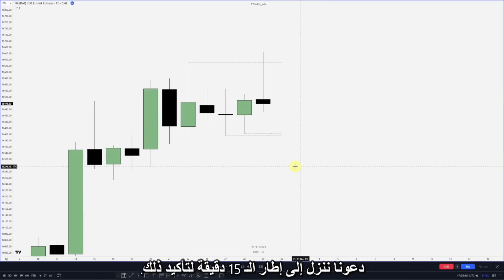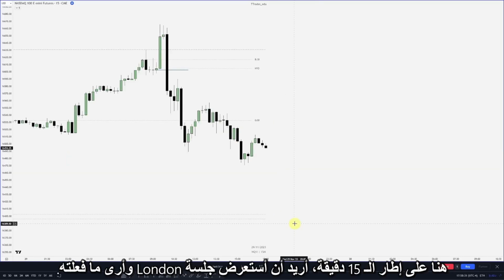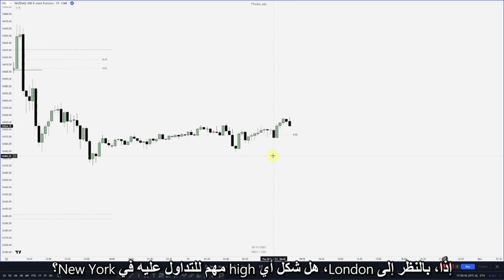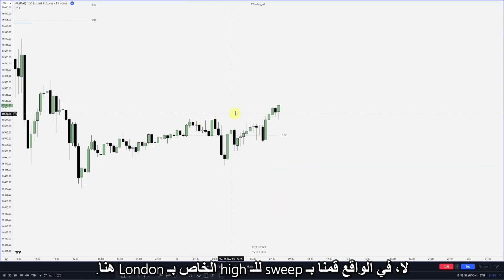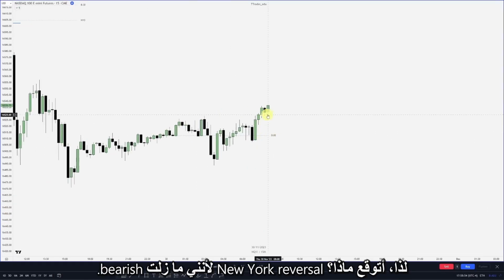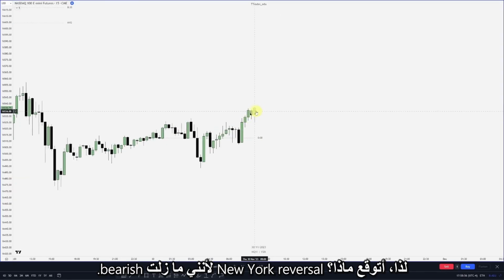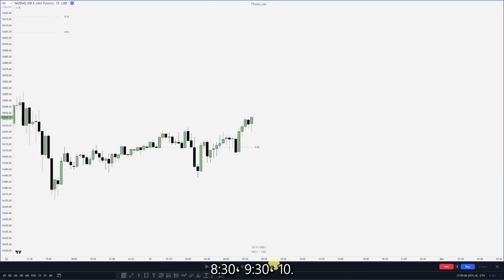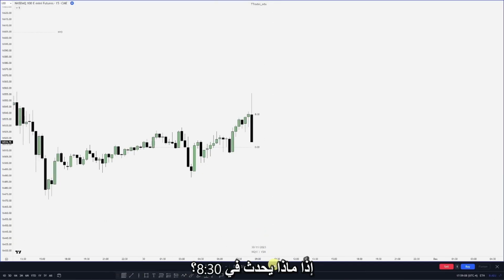So let's drop down to the 15-minute chart to confirm this. So down here on the 15-minute chart, I want to go through London and see what it did. So looking at London, did it form any significant high to trade off of in New York? No, we actually swept London's high here. So I'm anticipating what? A New York reversal as I'm still bearish. So as I come into the New York session, what times am I looking at? 8:30, 9:30, 10, right? So what happens at 8:30?